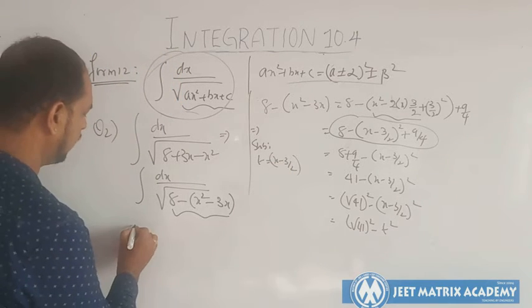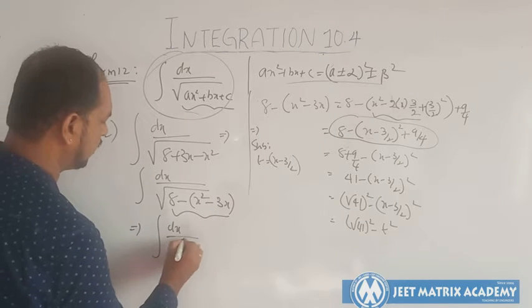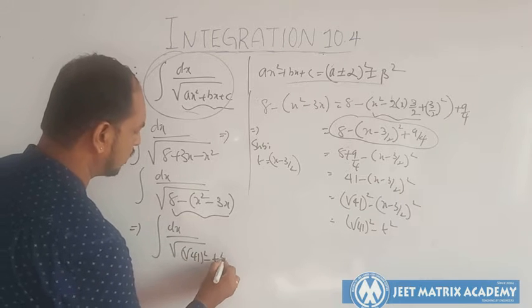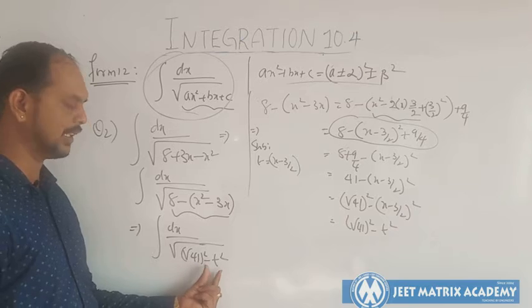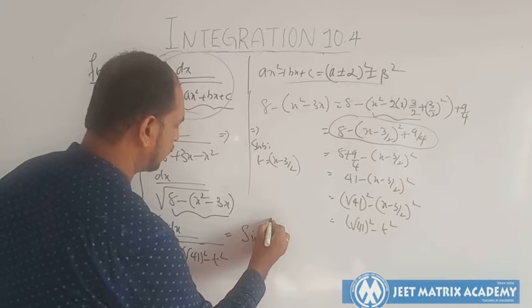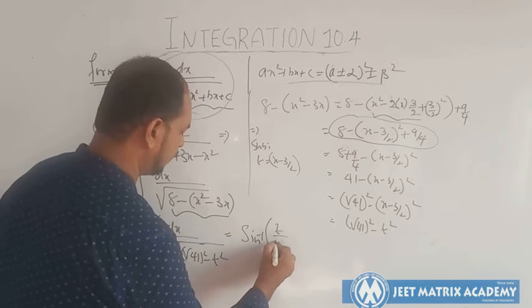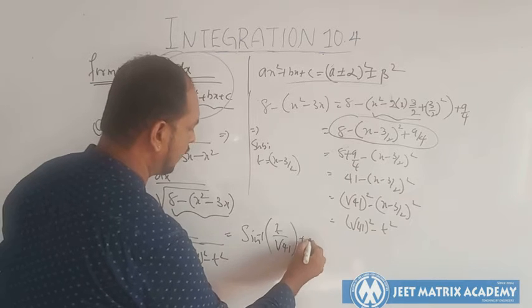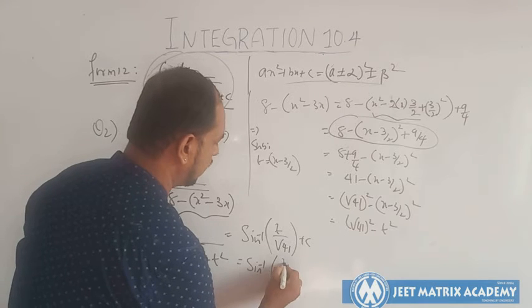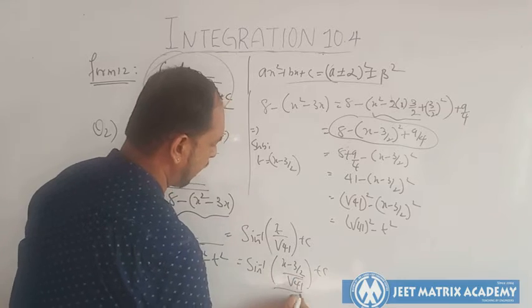Now see, integration of dx divided by root of root 41 whole square minus t square. So this is a square minus x square. So sin inverse of t by root 41 plus c, or sin inverse of t, which is x minus 3 by 2, by root 41 plus c.